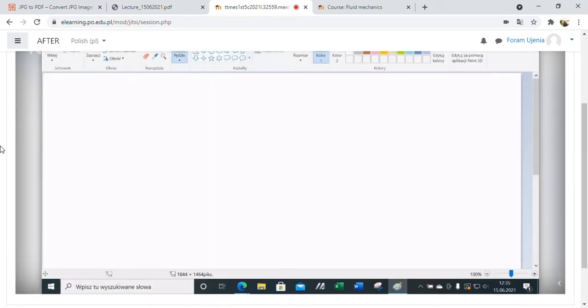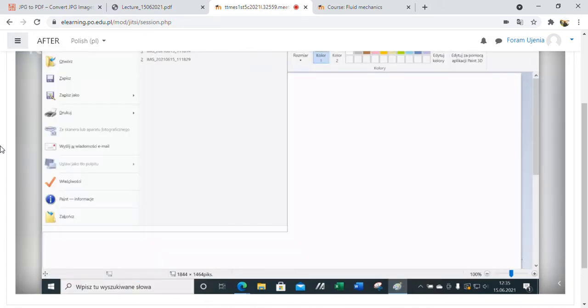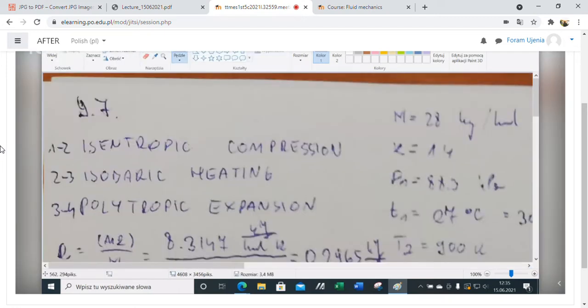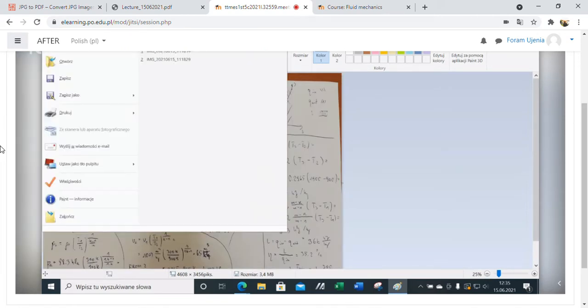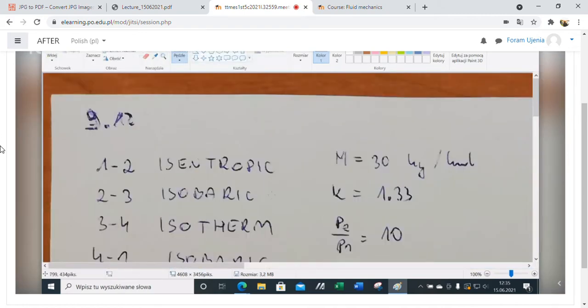Once more paint cut. I think it's that. No, it's not that. The second one. Okay.